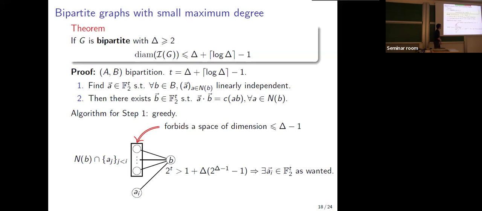So this is just a greedy algorithm. When we want to find the vector for a_i, the only constraint we have is that for every neighbor b of a_i, we need to avoid the space spanned by the other neighbors of b. So for every neighbor of a_i, we need to avoid a space of dimension at most delta minus 1. And now, just by a counting argument, you have at most delta spaces of dimension delta minus 1 to avoid. Just by a counting argument, there is a vector which is in none of the spaces. And so you find it.